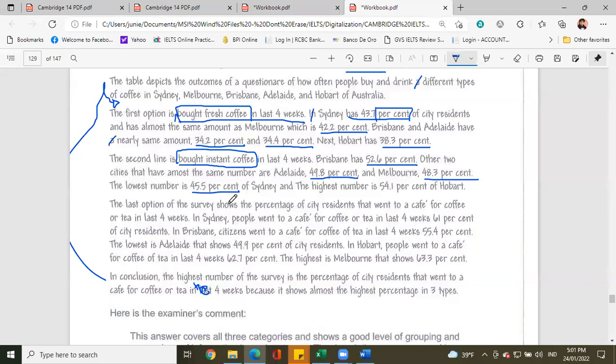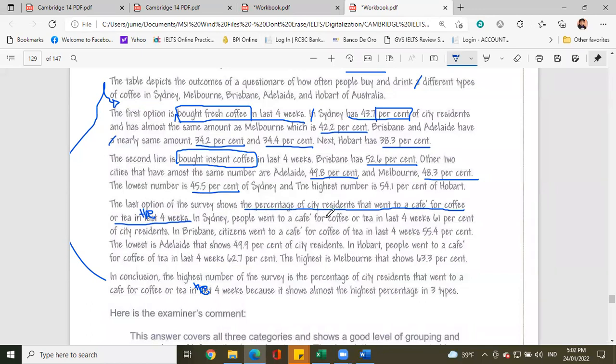The last option of the survey shows the percentage of city residents that went to a cafe for coffee or tea in the last 4 weeks. Oh, that's a really better way of saying it, you know. The percentage of city residents that went to a cafe for coffee or tea in the last 4 weeks. Ganyan. Dapat may "the" yun. Alam mo guys, mga superlatives like the last, the first, the best, the worst, the highest, the smallest, the fastest. Lahat yung may "the".